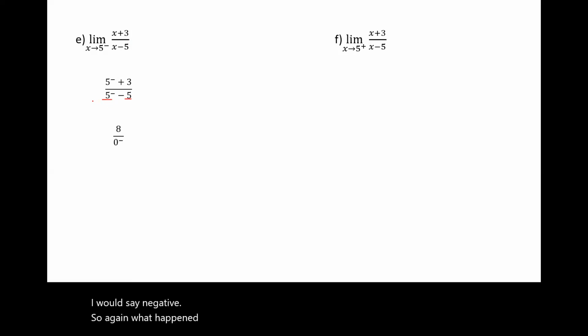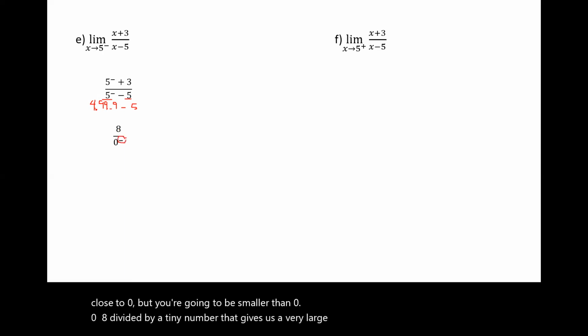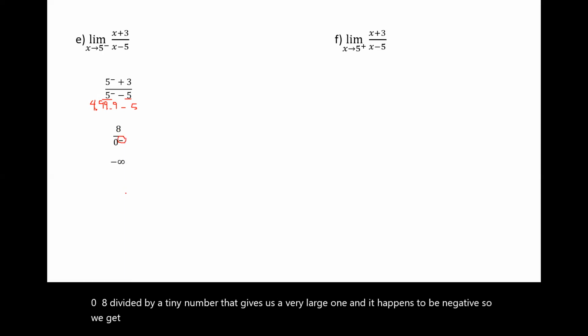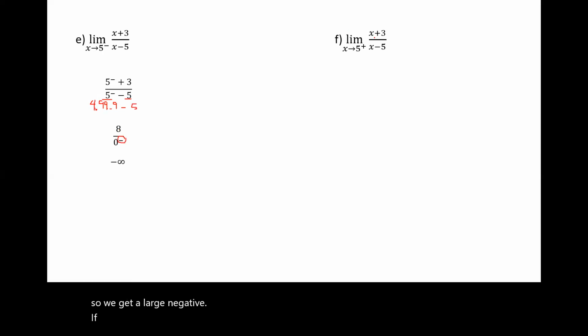I would say negative. So again, what happened there? 5 from the left is a number like 4.9999999. So we're just a little bit smaller than 5. When you subtract 5, you're going to be very, very close to 0. But you're going to be smaller than 0. So 0 minus. 8 divided by a tiny number, that gives us a very large one. And it happens to be negative, so we get a large negative. If you understood that, you should be able to do this one on your own. So feel free to try that.